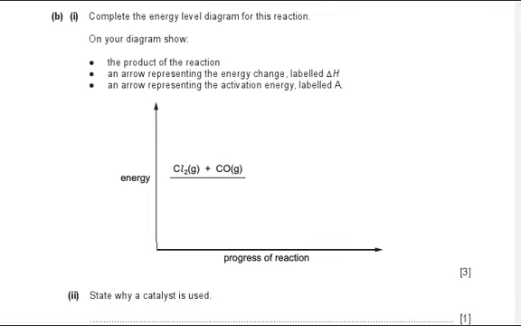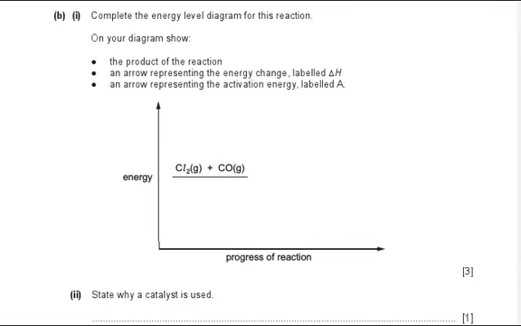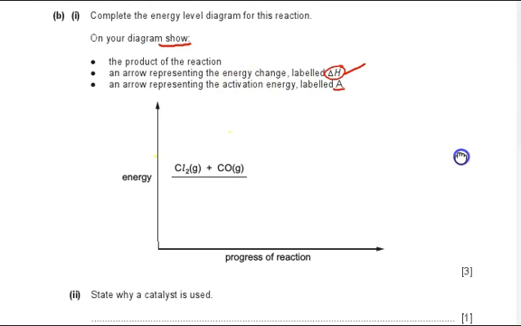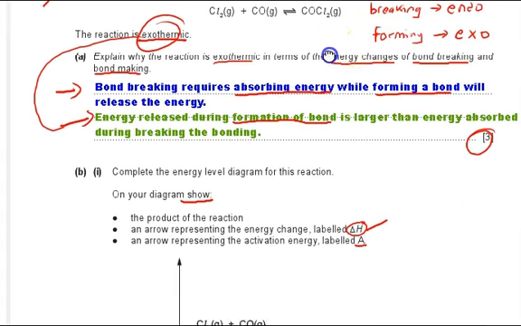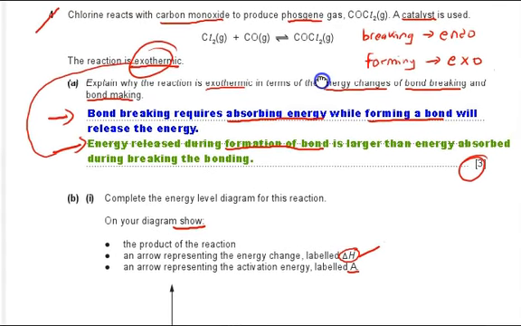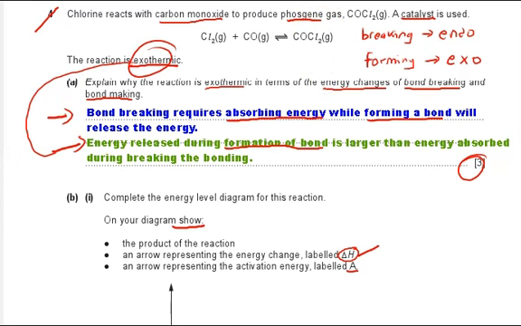Okay, complete the energy level diagram for this reaction. Okay, your diagram shows the product of the reaction, an arrow representing the energy change, label, okay, you need to include this, and an arrow representing an activation energy A. Okay, so what is your product? Your product is phosgene gas.